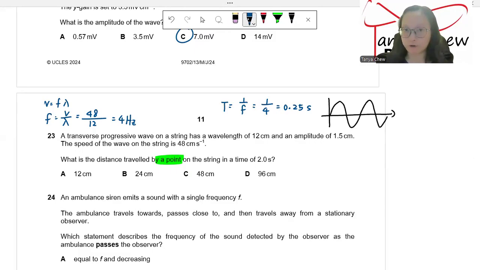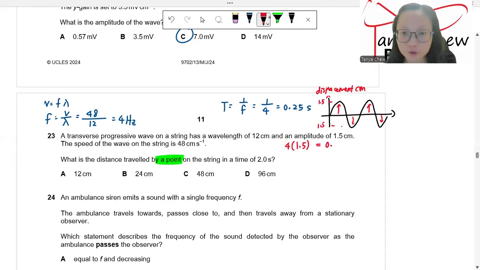Now, I want you to look at the wave. When this is about transverse wave, beware. Particle will oscillate up, down, up, down, right? For a complete oscillation, the particle must oscillate up, down, right? The amplitude is 1.5. This is 1.5 cm. This is displacement measured in cm, right? So the time taken for 4 times 1.5, 1, 2, 3, 4. 4 times 1.5 is equal to 0.25 seconds.